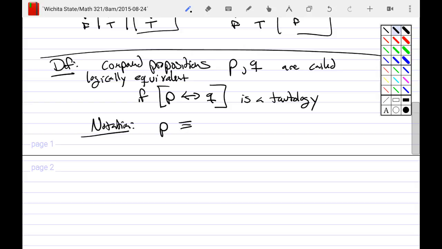P is logically equivalent to Q. We use something that kind of looks like an equal sign. We just use three lines. So whenever you see a triple line, what that really means is that I put a biconditional in its place, made a very large compound proposition, checked out its truth table, and it ended up being a tautology. And that's kind of important.